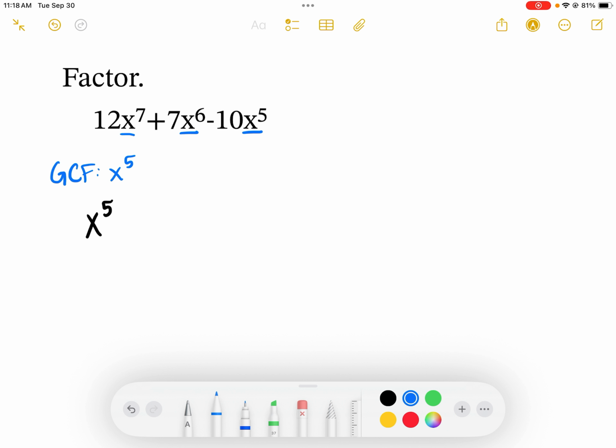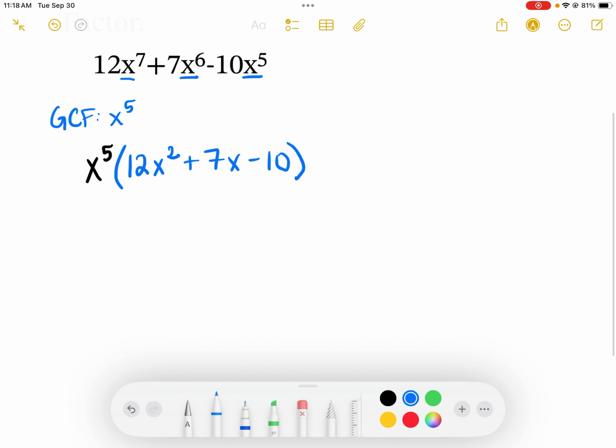So when I factor out x to the fifth, I end up with 12x squared plus 7x minus 10. At this point, we're going to go ahead and factor this part from here. So I'm looking for factors of 12 and factors of 10. For 12, you could use 1 and 12, 2 and 6, or 3 and 4. I'm going to start with 2 and 6, and then I'll try 2 and 5 for 10. And you're going to try to get a combination that's going to give you 7.